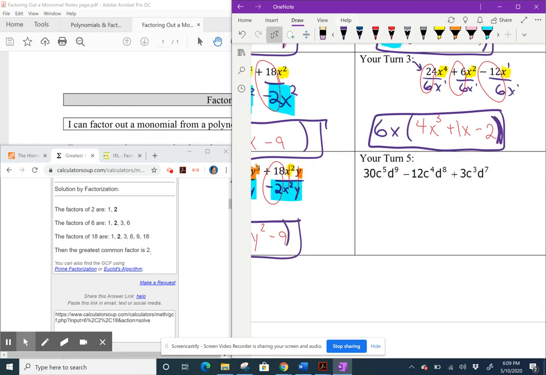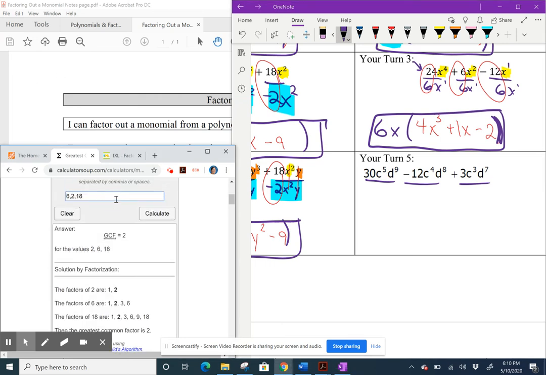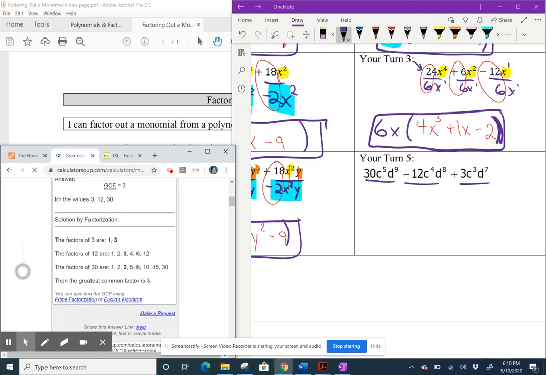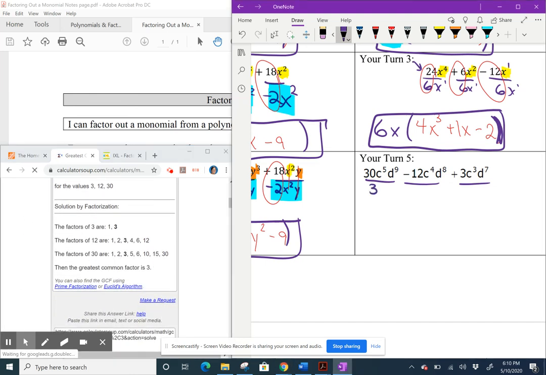All right. And for your last turn, hopefully you're checking it. Hopefully you hit pause. So the three numbers, 30, 12, and 3, the greatest common factor, remember the biggest number, would be a 3. Now this is correct. It is a positive 3 because 30 was positive. And then you want to look at each variable individually. So we have c to the 5th, c to the 4th, c to the 3rd. Pick the one with the smallest exponent, so c to the 3rd.